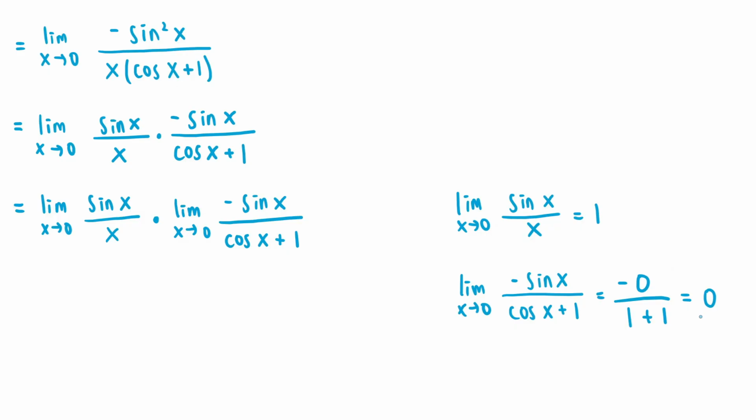So we can clearly see that both limits exist, which means that we can use the product rule of limits to conclude that the limit as x approaches 0 of sin(x)/x times −sin(x)/(cos x + 1) is equal to the limit as x approaches 0 of sin(x)/x times the limit as x approaches 0 of −sin(x)/(cos x + 1). This is equal to 1 times 0 if we plug in the values for these limits we just discussed, and this is just equal to 0. Therefore, the limit as x approaches 0 of (cos x − 1)/x is equal to 0.